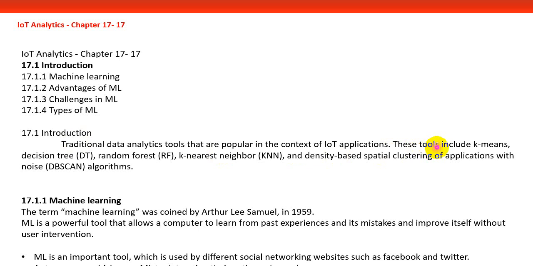Okay, these tools like k-means, decision tree, random forest, k-nearest neighbor, density-based spatial clustering of applications. These are the different kinds of algorithms available, already defined, tested, and proven for each kind of problem. So many are there, you need not dive into those things now. That is a part of machine learning actually. You just have to understand that so many algorithms are there.